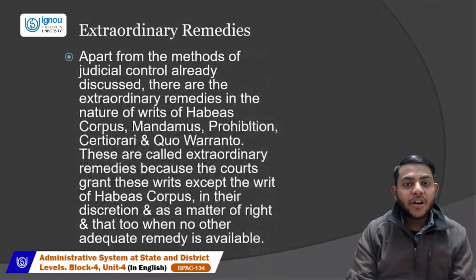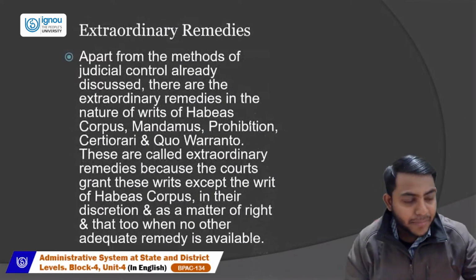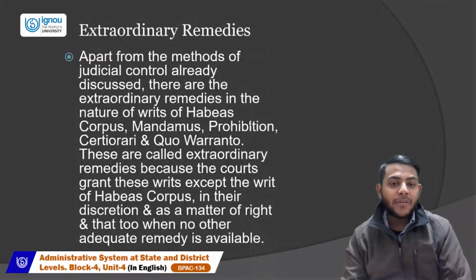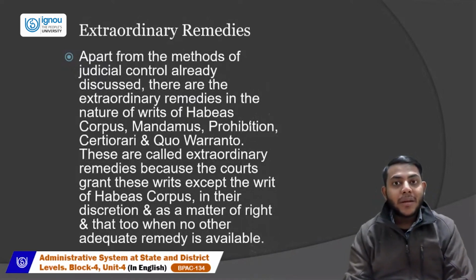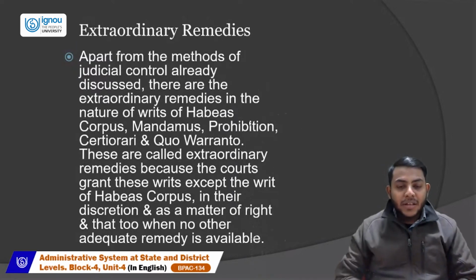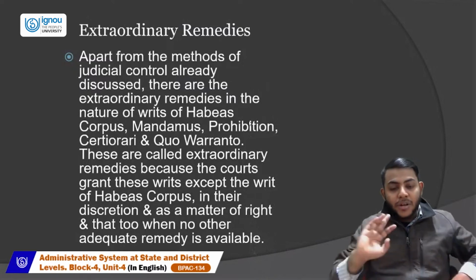And there are certain extraordinary remedies also relating to the judiciary. Apart from the methods of judicial control that we have already discussed, there are certain extraordinary remedies also, which are the writs. Now, these writs are habeas corpus, mandamus, prohibition, certiorari, as well as quo warranto. And these writs are called extraordinary remedies because the courts grant these writs, except the writ of habeas corpus, in their own discretion.